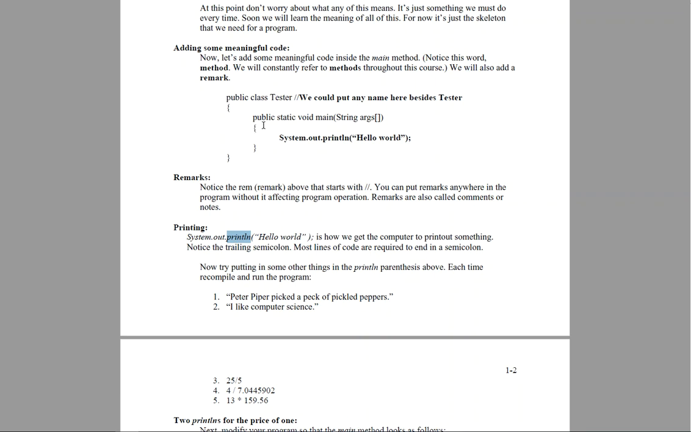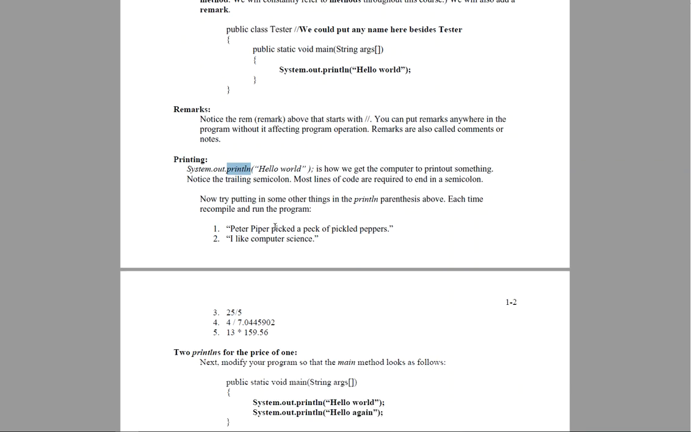We do have to memorize public static void main string args, and we will have to memorize system.out.println, and then whatever we want to put inside those parentheses is what it will print. Now, it could print a sentence like this one, or another sentence like this one. When I say sentence, this is called a string literal. We'll talk about that later.